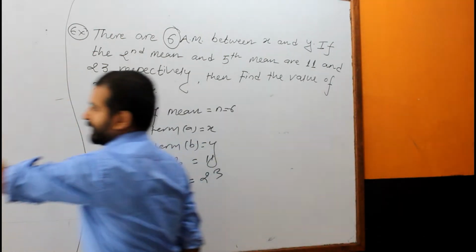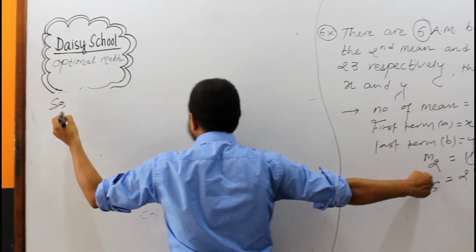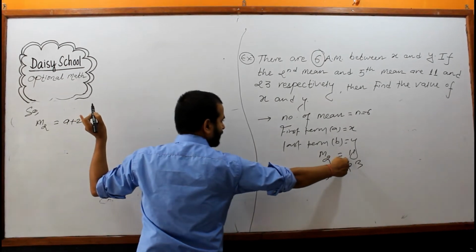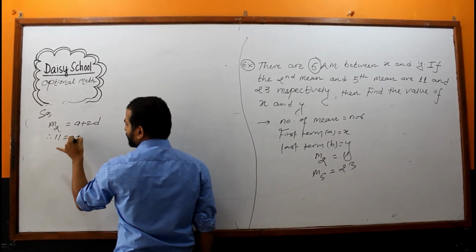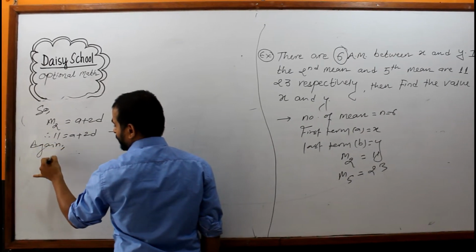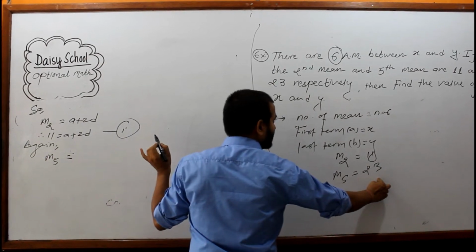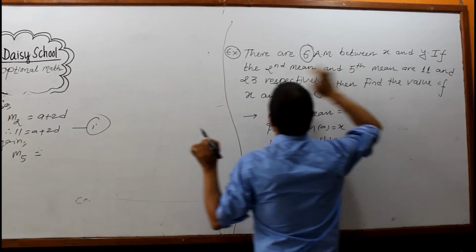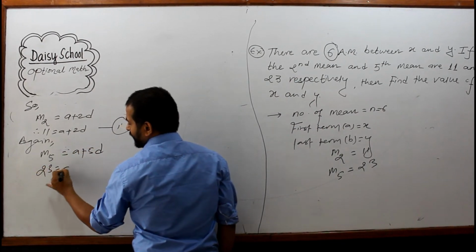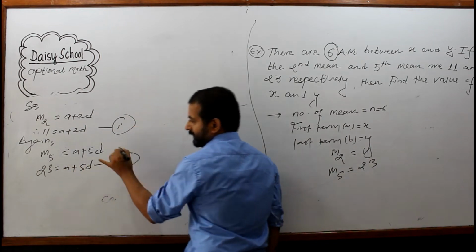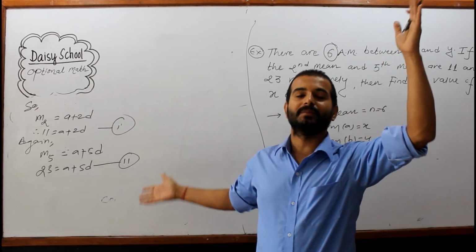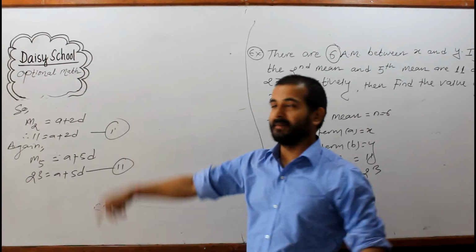Okay. So look here. The first given is M2. Do you know the formula for M2? Yes, you know. A plus 2D, and this is given as 11. Therefore 11 equals A plus 2D. First equation. Again, you know the fifth mean formula. The fifth mean is 23, so it is A plus 5D. 23 equals A plus 5D. Now again you have a simultaneous equation. There are many methods of solving simultaneous equations and then finding the missing value. Let's solve it.